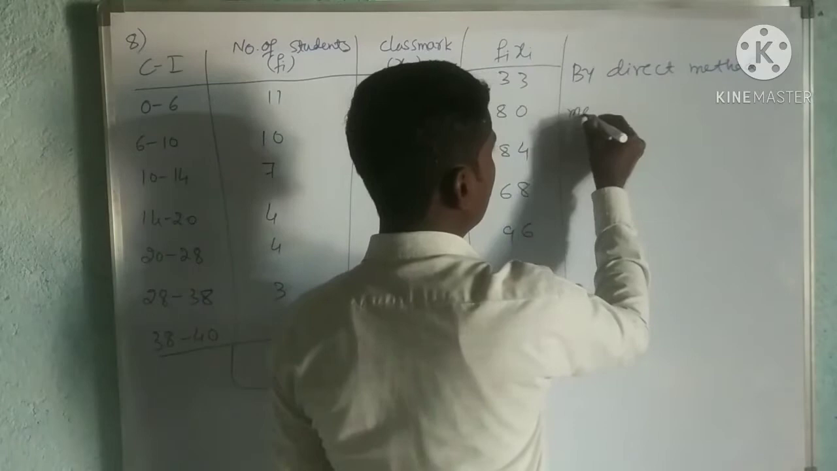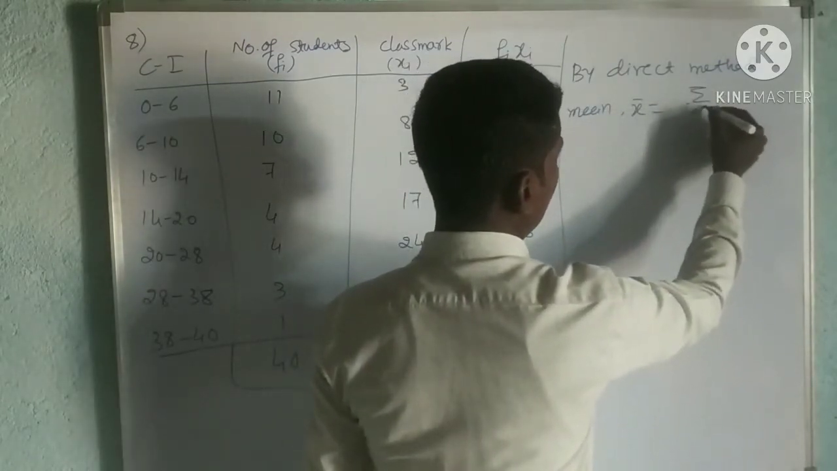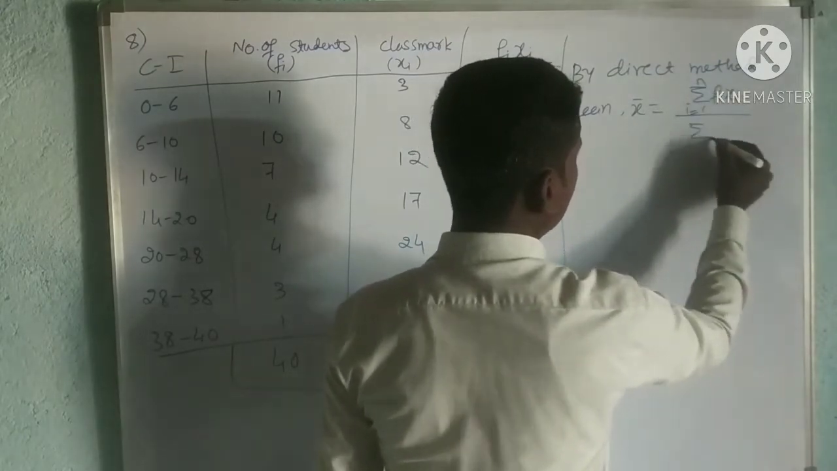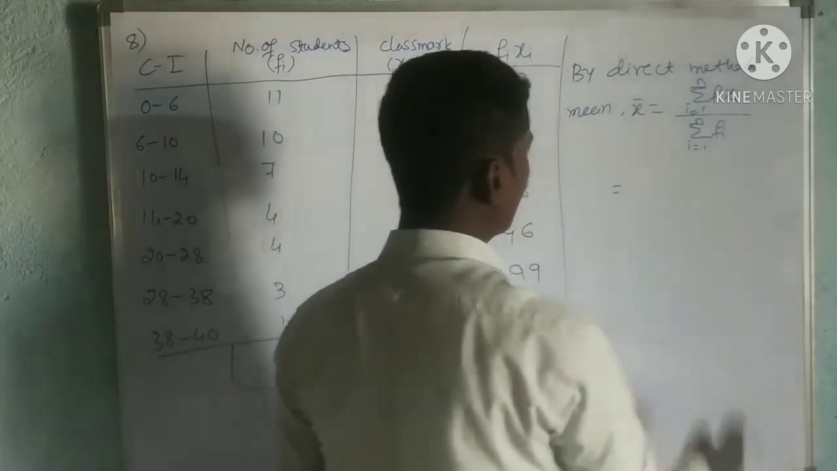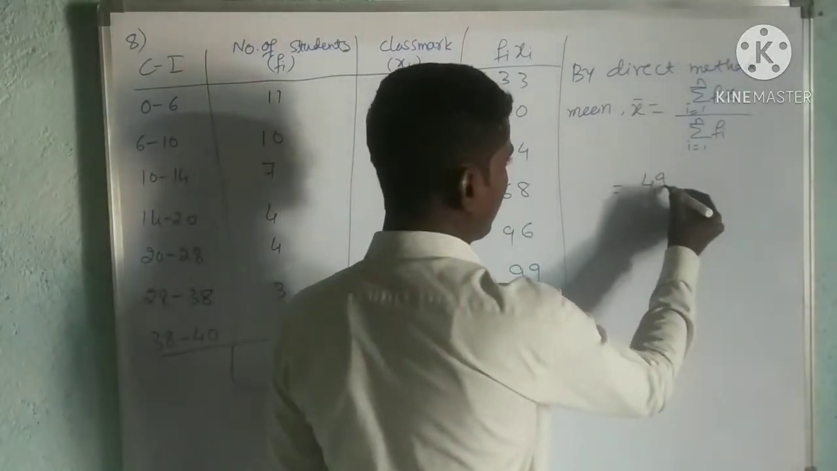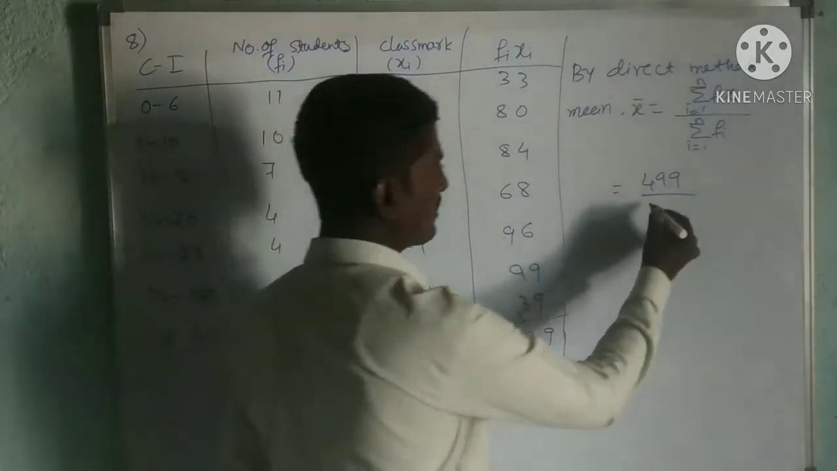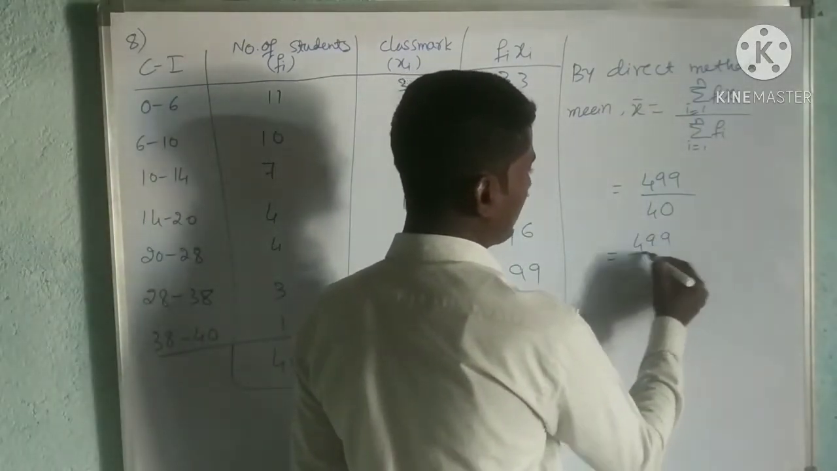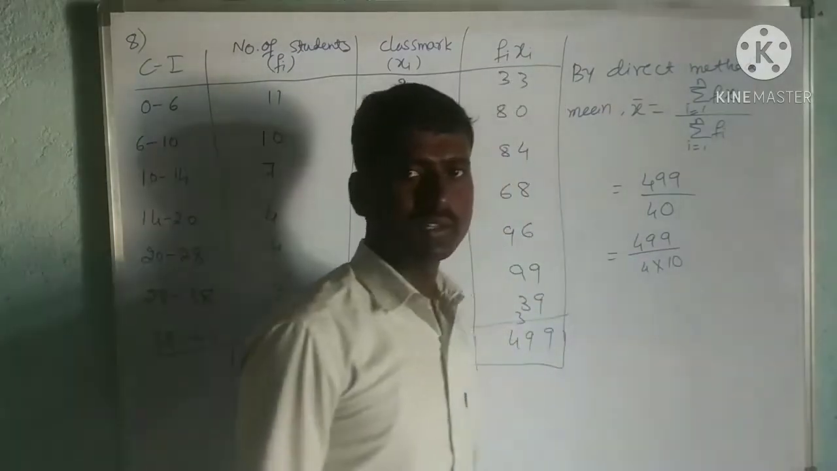By direct method, mean x bar is equal to summation i equals 1 to n fi xi divided by summation i equals 1 to n fi. This is equal to sum of fi xi, that is 499, divided by sum of fi, it is how much? 40. And this 40 I will write as 499 divided by 4 into 10.